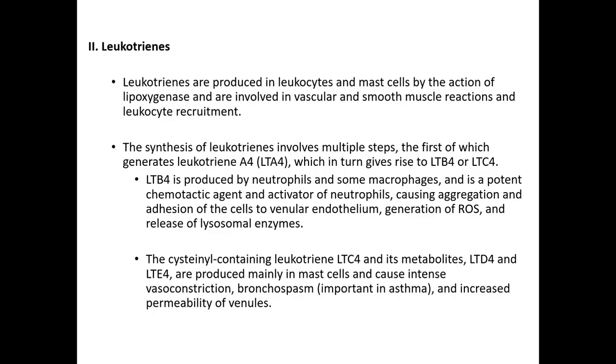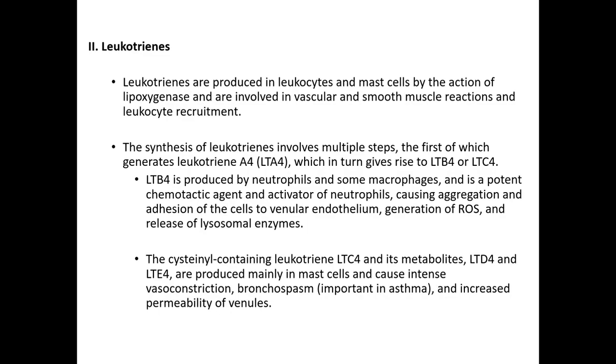Leukotrienes. The leukotrienes are produced in leukocytes and mast cells by the action of the lipoxygenase pathway and are involved in the vascular and smooth muscle reactions and leukocyte recruitment. This is their function. The synthesis of leukotrienes involves multiple steps, the first of which is generating leukotriene A4, which in turn will give leukotriene B4 or C4.